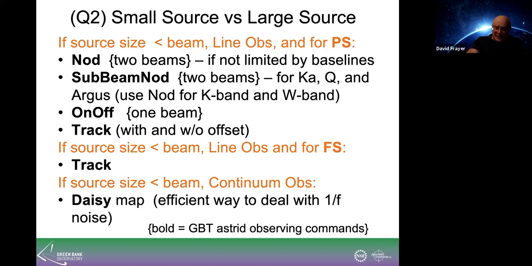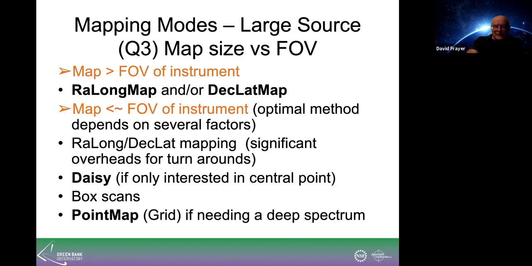As I mentioned before, on continuum observations, for small sources, a daisy map is a good way to go. For mapping large sources, the question comes down to how big of a map you need to make. Map size larger than your field of view: if the map is much bigger than the field of view of your instrument, like for example, the Argus instrument, whose field of view is roughly 1.5 arc minutes, and you're mapping 30 arc minutes, you do an RA long map or a DEC long map.